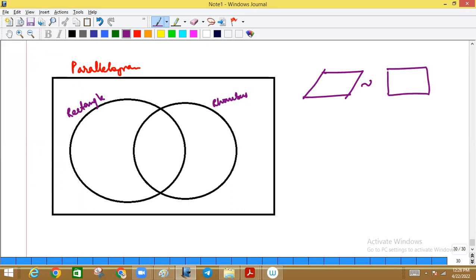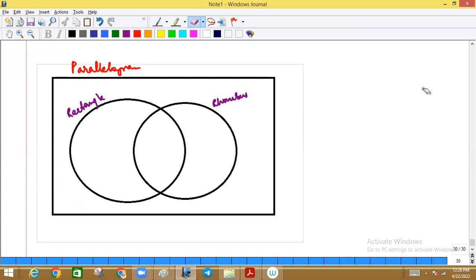Understood? Okay. So when the angle between the adjacent sides is 90 degrees, a parallelogram becomes what? Rectangle. When adjacent sides are equal, then a parallelogram becomes what? Rhombus. When adjacent sides are equal and perpendicular, a parallelogram becomes what? Square. So a square can be called a rectangle, rhombus, parallelogram. A rectangle can be called a parallelogram. A rhombus can also be called a parallelogram. So you can take any formula of parallelogram, rectangle, rhombus for a square. It works. Understood?